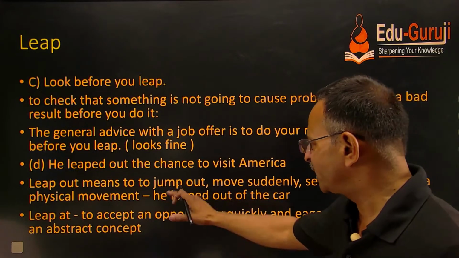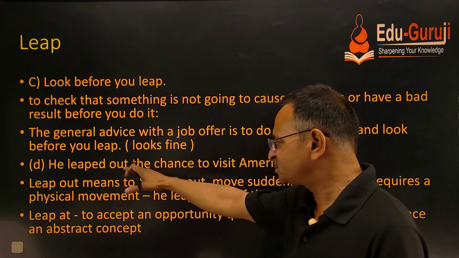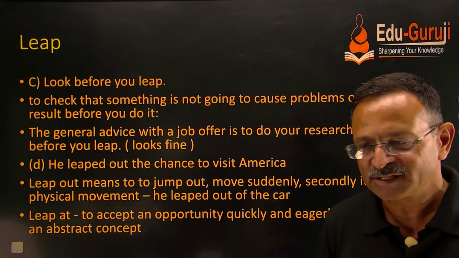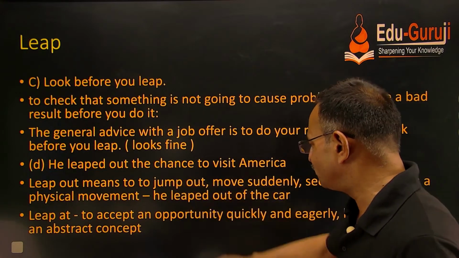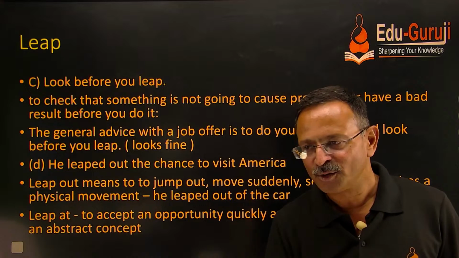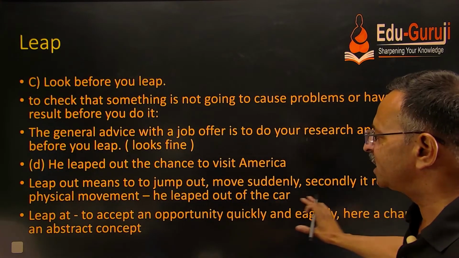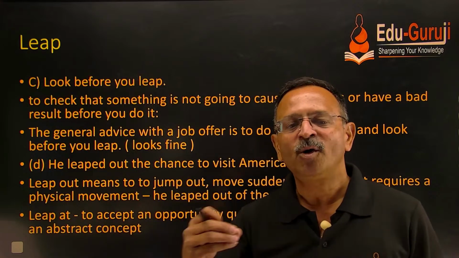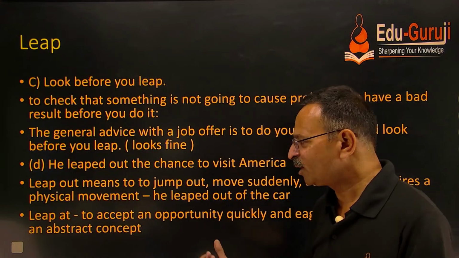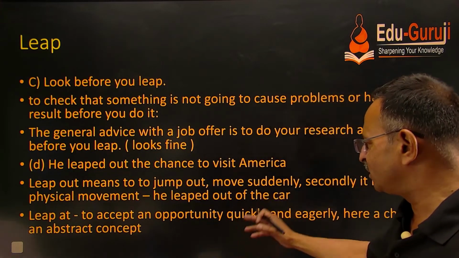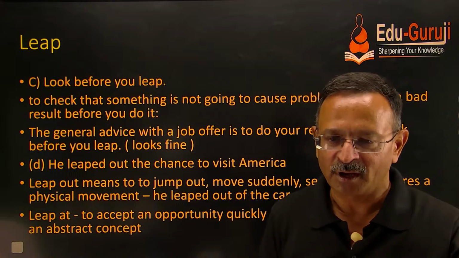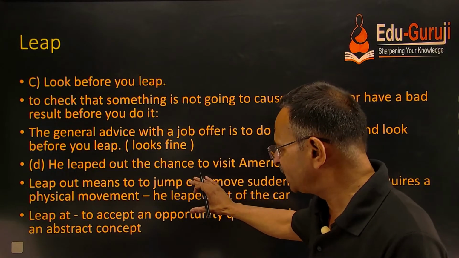If we look at this particular phrasal verb, it means to jump out, or move suddenly. These are the two meanings: first, to jump out, and second, to move suddenly. Another important thing we should know is that it requires a physical movement. You cannot use it without physical movement. For example, he leaped out of the car. What we mean here is he came out of the car.